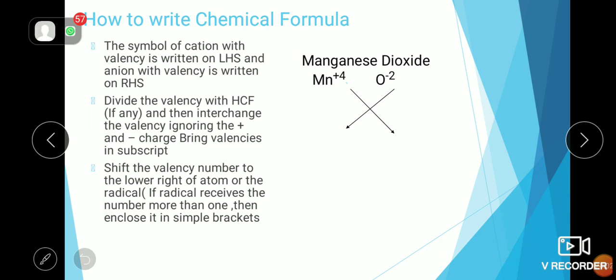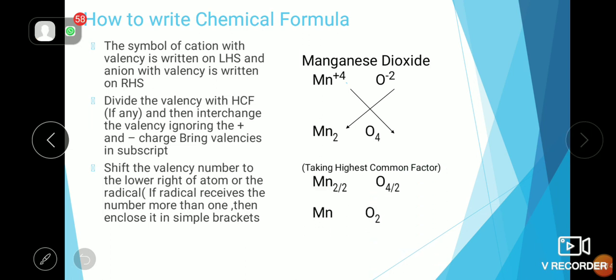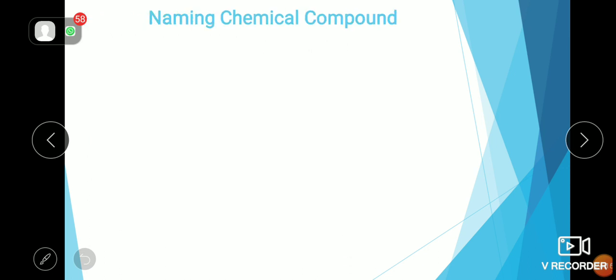So I hope that we have understood these things. I've given you very simple homework. I believe everyone will complete it. When we come to the next class, we'll be learning about naming of chemical formulas, and after that we'll also learn how to find out the molecular mass of a compound or the molecular formula of a compound.